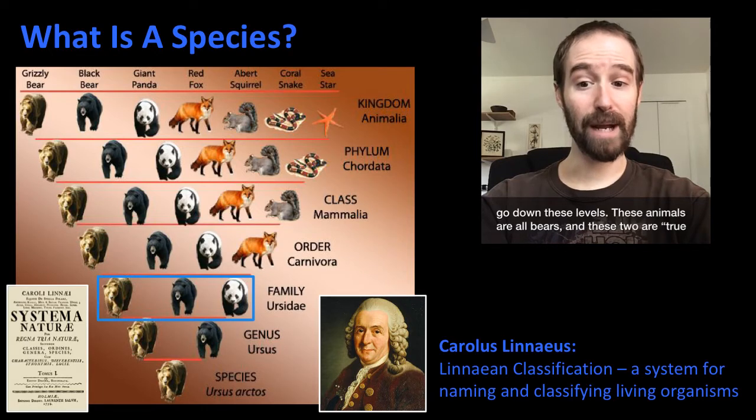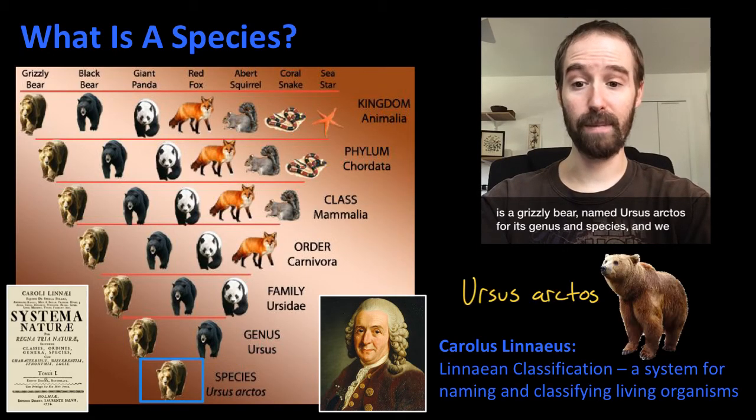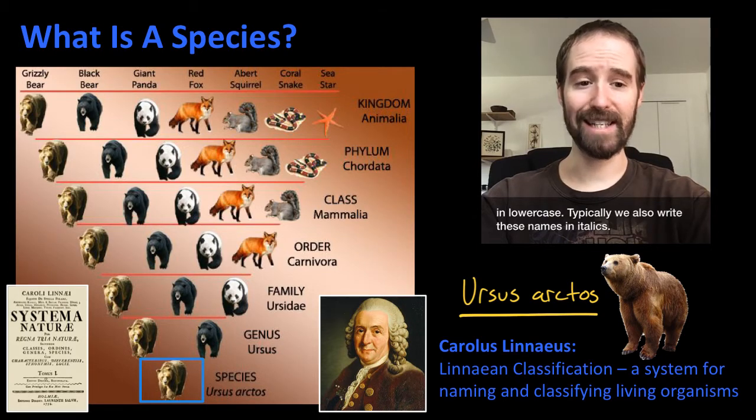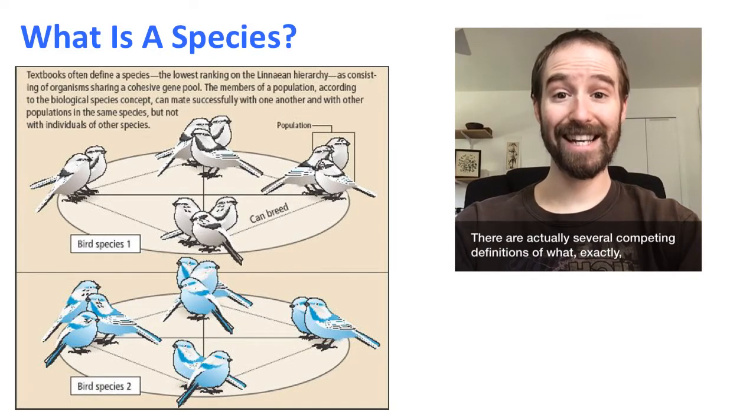These animals are all bears, and these two are true bears, members of the genus Ursus. This specific kind of true bear is a grizzly bear, named Ursus arctos for its genus and species. And we would write this name like this, with the genus capitalized and the species in lowercase. Typically, we also write these names in italics. Not totally sure why.